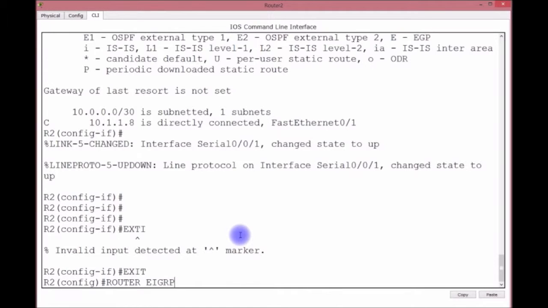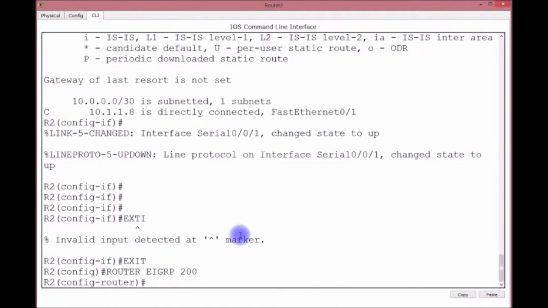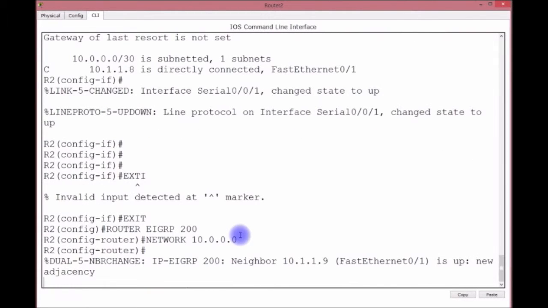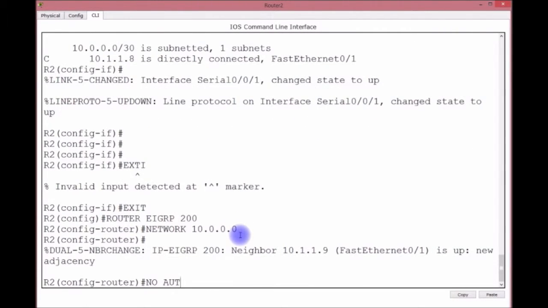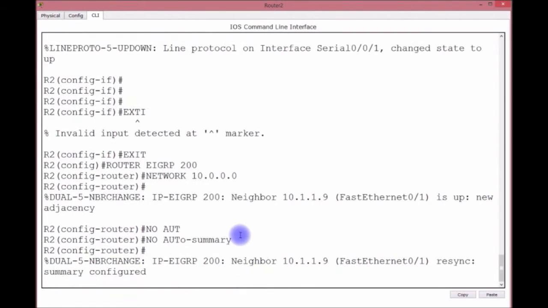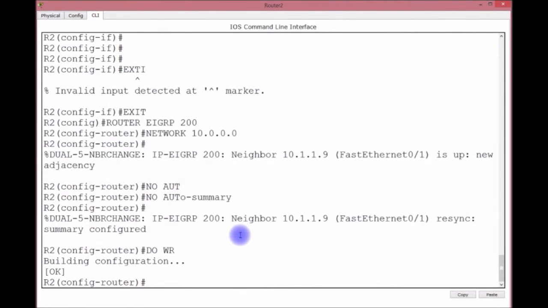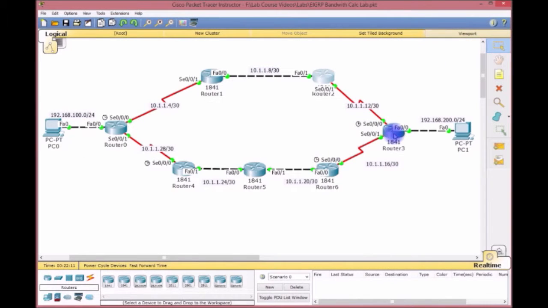Router EIGRP 200. Network 10.0.0.0. No auto-summary. And then I'm just going to do WR instead of a copy run start. Okay. And let's just keep going. Here now we have a LAN. We got to advertise that LAN.